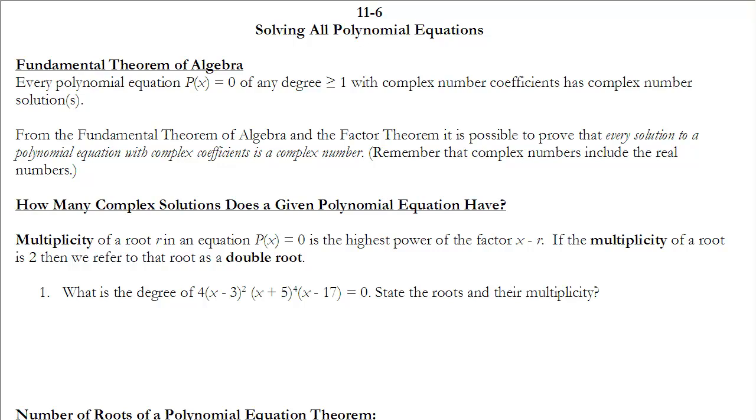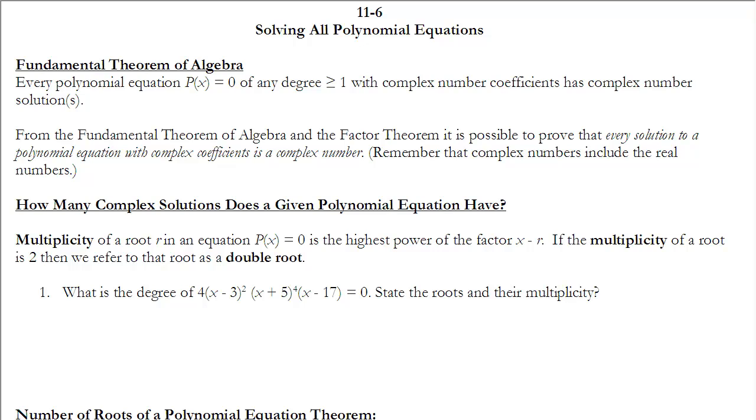polynomial equation, p of x equals 0, of any degree greater than or equal to 1, with complex number coefficients, has complex number solutions. So in other words, when we say complex number solutions, that means they could be real numbers, they could be imaginary numbers, they could be complex numbers, basically any of the numbers that we've looked at. The fundamental theorem of algebra basically says that every polynomial can be solved with the numbers that we now know.